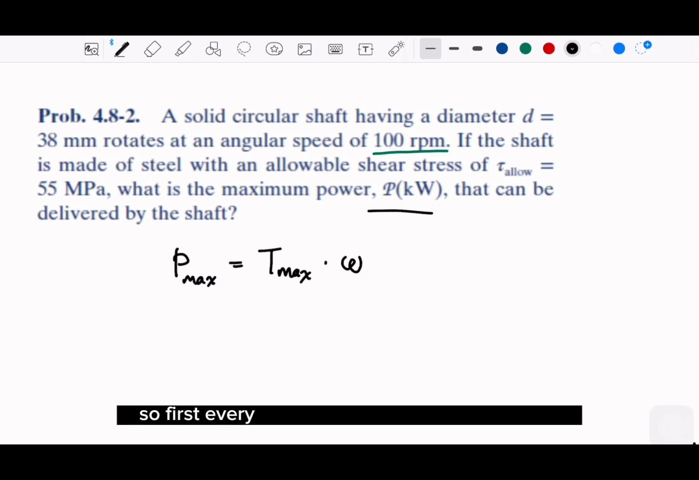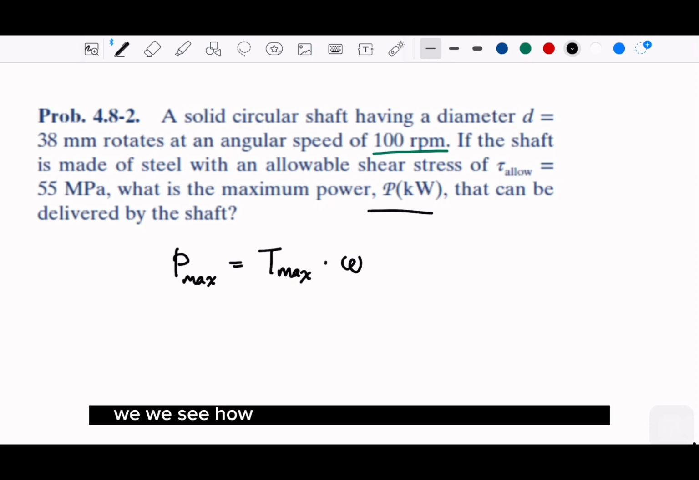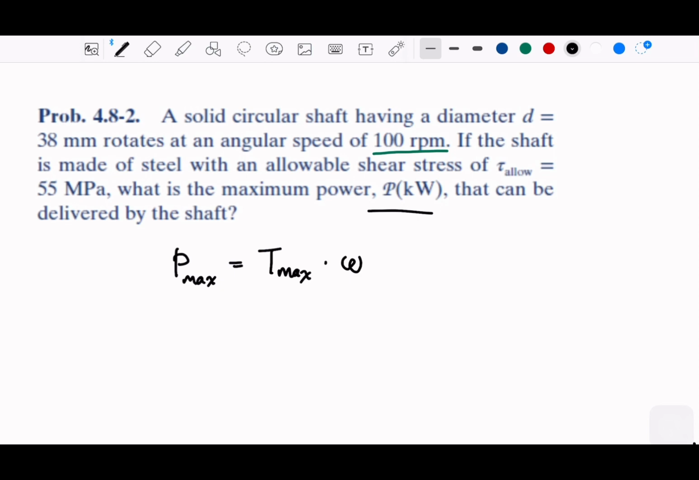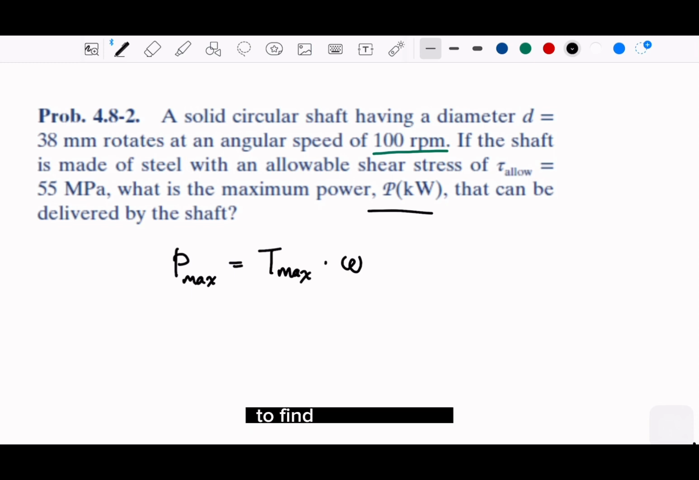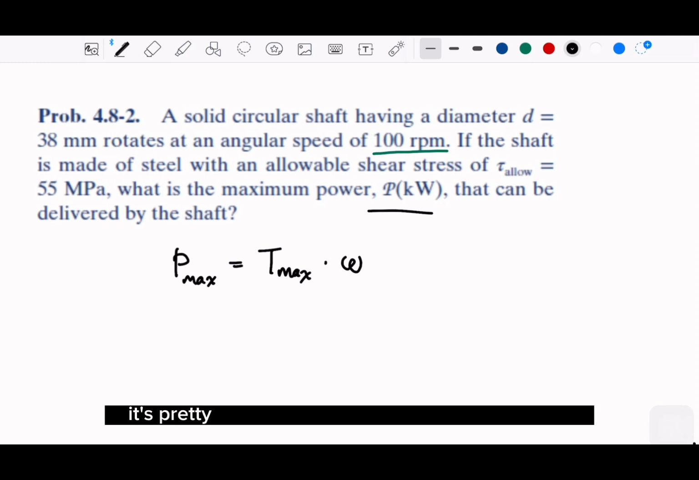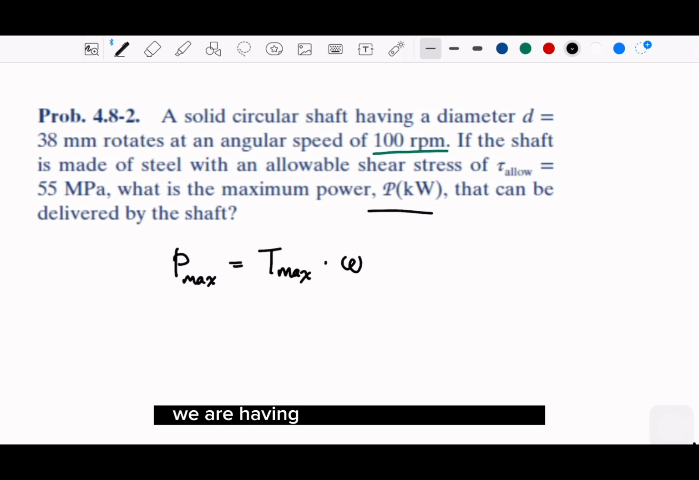So first, every time we have the diagrams, we draw the free body diagrams. We see how the internal stress, internal torque, right? And then after that, we can go for the compatibility equations, okay, to find the elongation or to relate the elongations with the force. It's pretty much the same as chapter 3, the steps. But the difference is we have a torque instead of force, and we have a twisted angle instead of the elongations, the displacement.